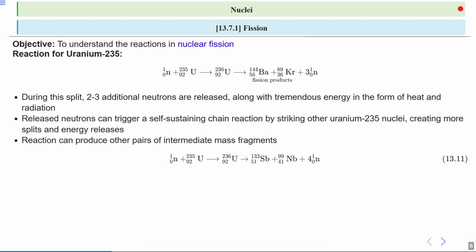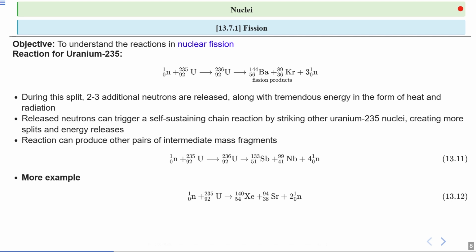The reaction doesn't always produce the same fragments. Sometimes uranium 235 splits into other pairs of intermediate mass nuclei. For example, it can produce antimony 133 and niobium 99 along with 4 neutrons. The exact products depend on how the uranium nucleus splits, but the total number of protons and neutrons is always conserved. This is equation 13.11.